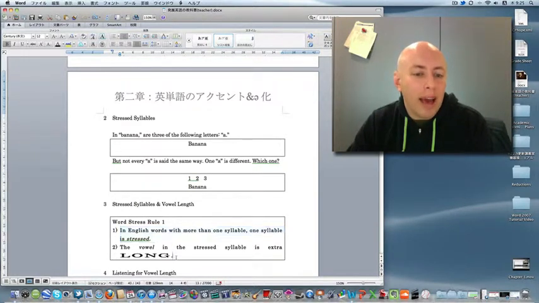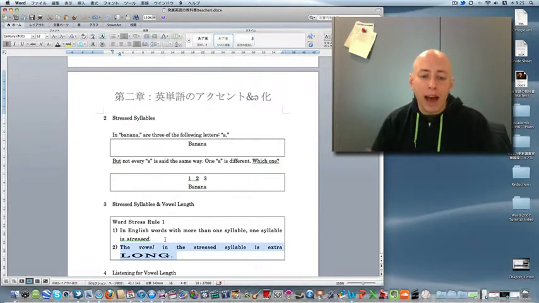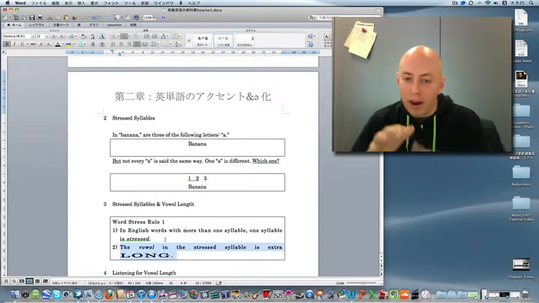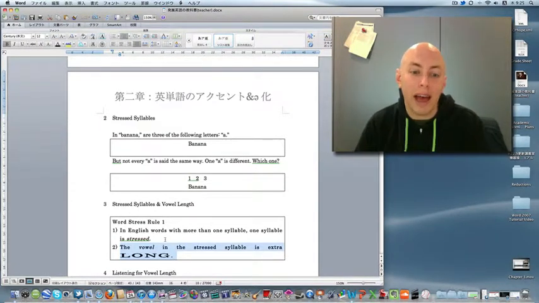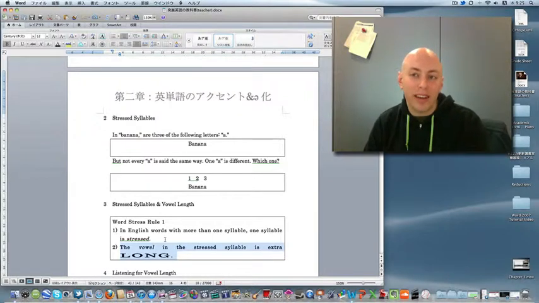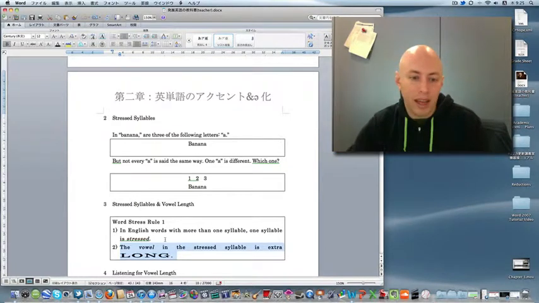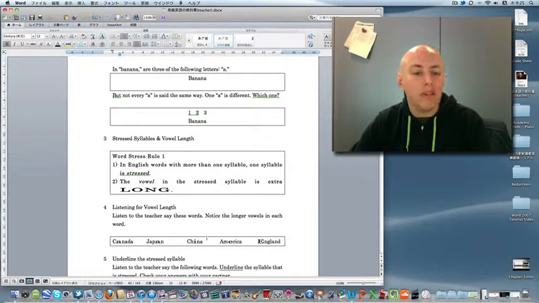Now, when I say stressed, this is what I mean. The vowel in the stressed syllable is extra long. There are some people who would debate this definition, but this is what we're going to use in this class. When I say stressed, it means the vowel is longer. That's what I'm talking about when I say word stress. So let me give you some examples.